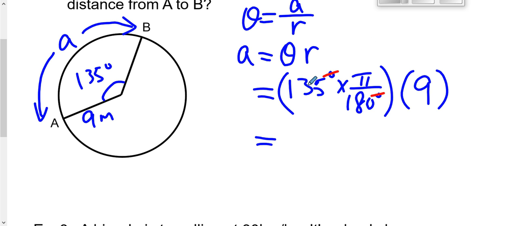think about this. If you take 135 divided by 180 times 9, that gives you 6.75 pi. Now have a look at the answer. If I tell you that the arc length or the length here is 6.75 pi, you'll be thinking, or at least I would be thinking, what the heck are you talking about? Doesn't make sense.